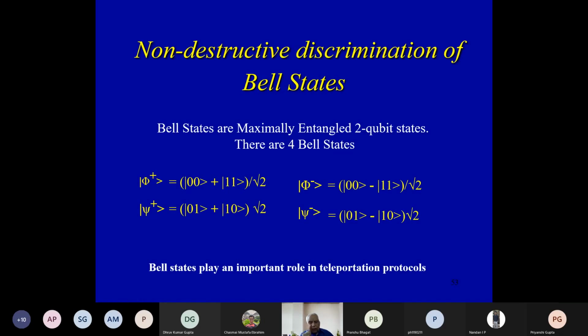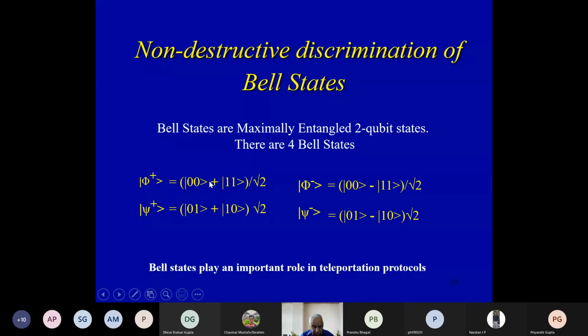So, non-destructive discrimination of Bell states. Bell states are maximally entangled 2-qubit states. There are 4 Bell states. This is the symbol, and the state is |00> + |11>. This is the entangled 2-qubit state.